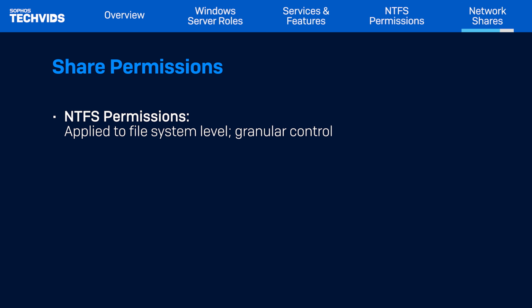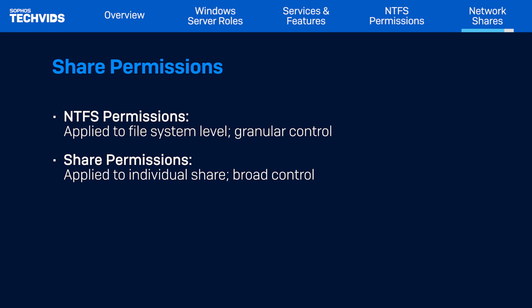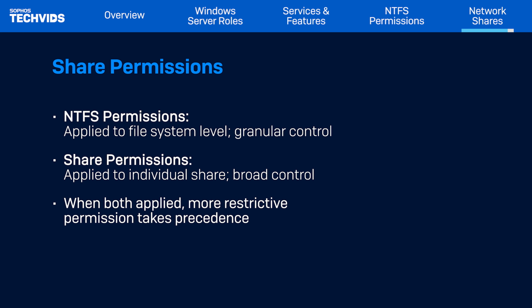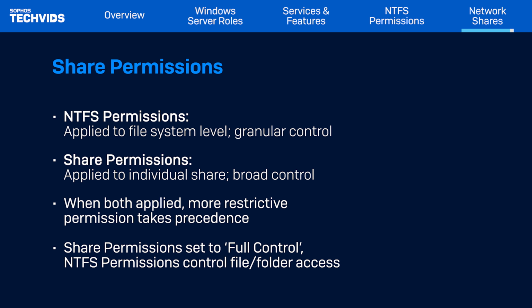When it comes to Windows network shares, there are two types of permissions that can be applied. NTFS permissions apply to files and folders on the file system level and offer more granular control over individual files and folders. Meanwhile, share permissions apply to the network share itself, offering broader control over the entire share. When both permission types are applied to a network share, the more restrictive of the two takes precedence. The common scenario you'll see is that share permissions are set to full control and NTFS permissions are used to control access at the file and folder level.